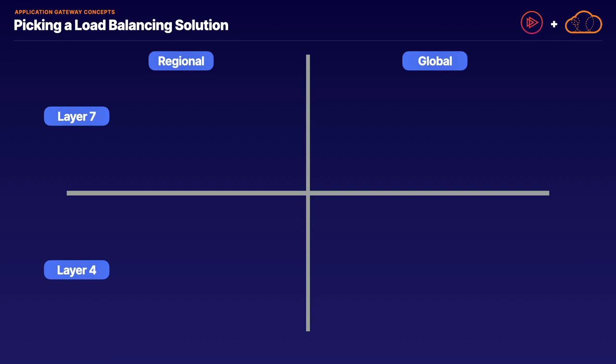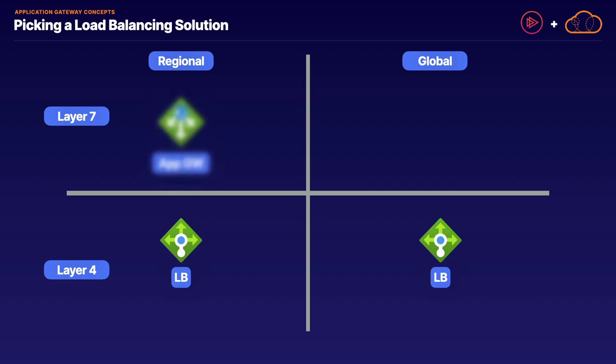So for example, Azure Load Balancer is a layer 4 solution, and as we learned in a previous section, we can use it to balance traffic regionally, but we can also use it to balance traffic globally across multiple regions using a global Azure Load Balancer. Now, when it comes to thinking about Application Gateway, we would use it if we want to balance traffic at layer 7 regionally, because it is a regional resource that provides layer 7 load balancing.